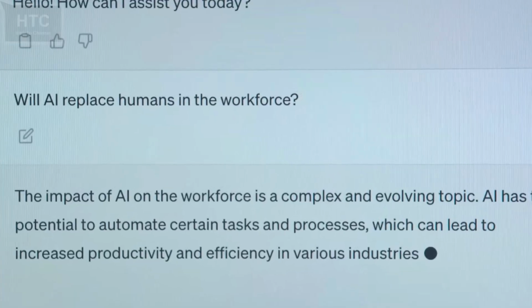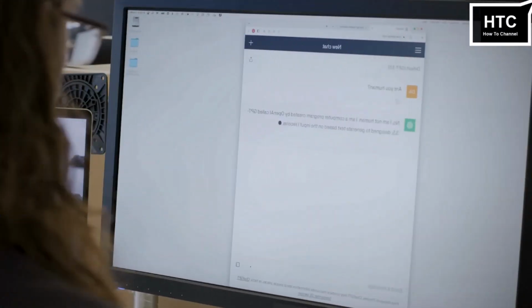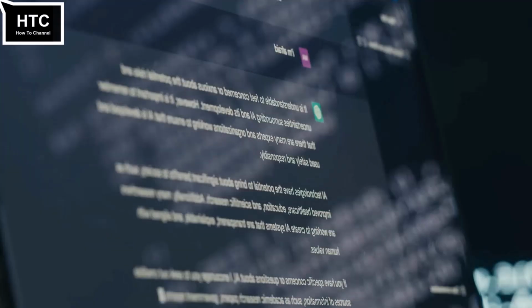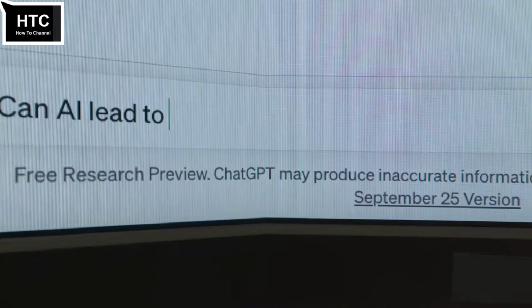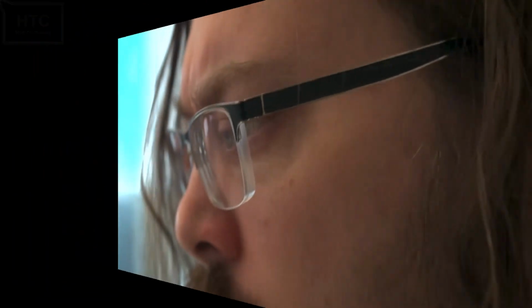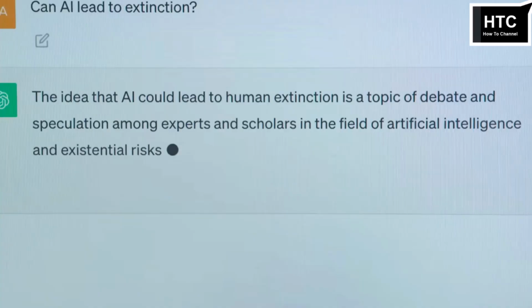Next, we design the architecture. We choose how many layers the model will have, how many attention heads each layer contains, the size of the embeddings, and the total number of parameters. These parameters begin as random values. They hold no knowledge, no structure, no meaning. They are the blank canvas on which the model will learn.